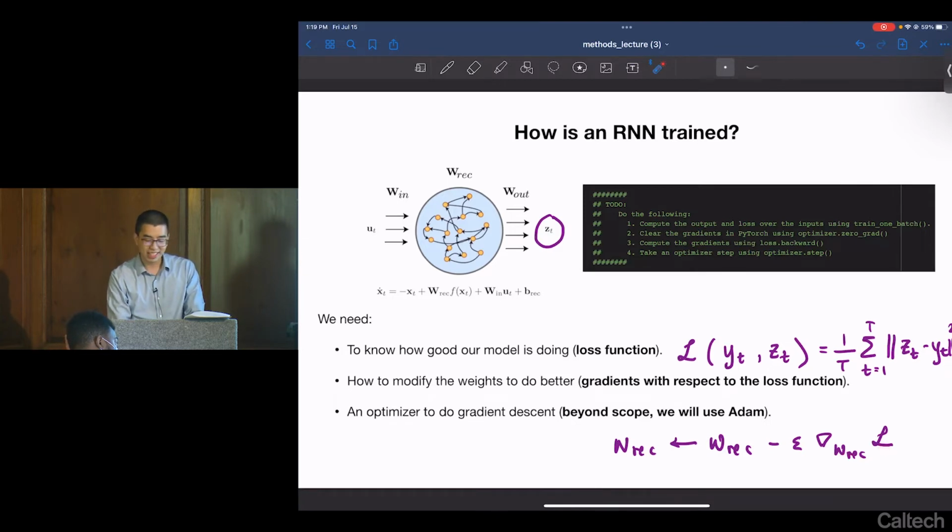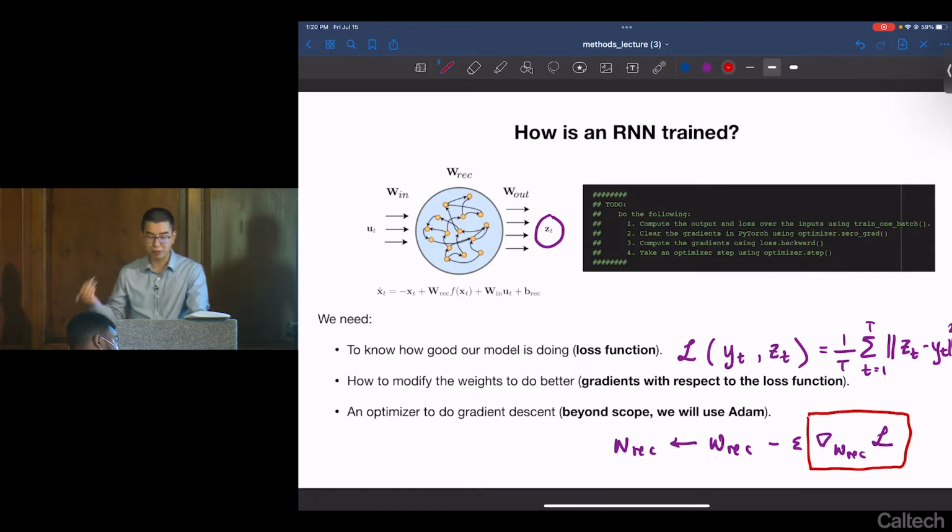And then really the key challenge is to say, how do I calculate these gradients? Because these gradients tell me the way that I change wrec to make my loss smaller and smaller. Are there any questions there? All right, again, hopefully repetition.